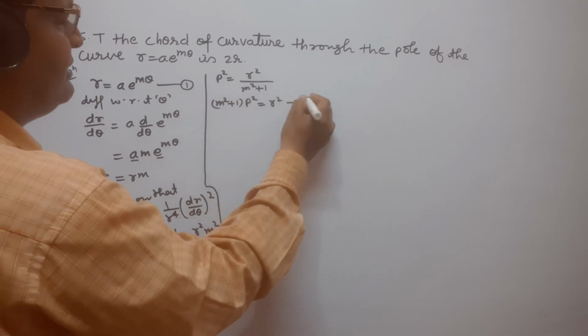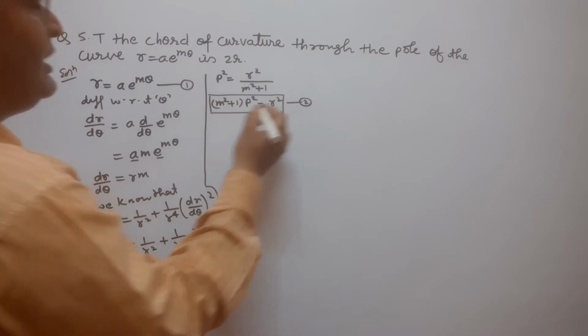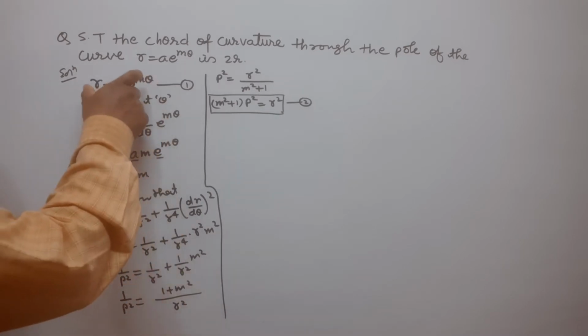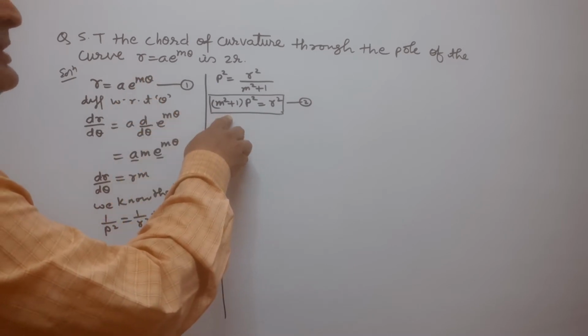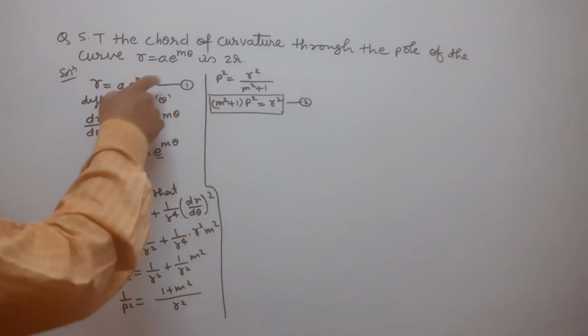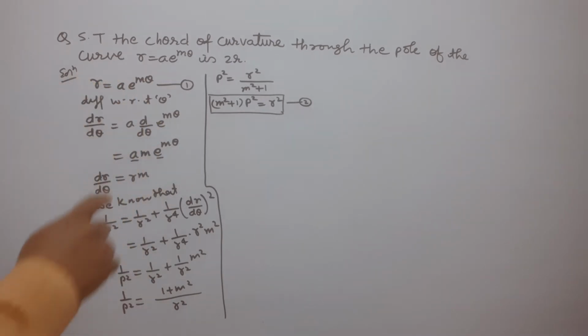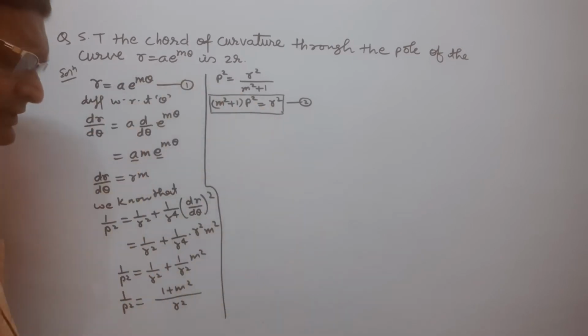We can see this is the equation in terms of r and p, and we know that any equation in terms of r and p is known as a pedal equation. The given equation is a polar equation, because it is in the form of r and theta. We converted it into a polar pedal equation, expressing it in terms of r and p. So this is the pedal equation.